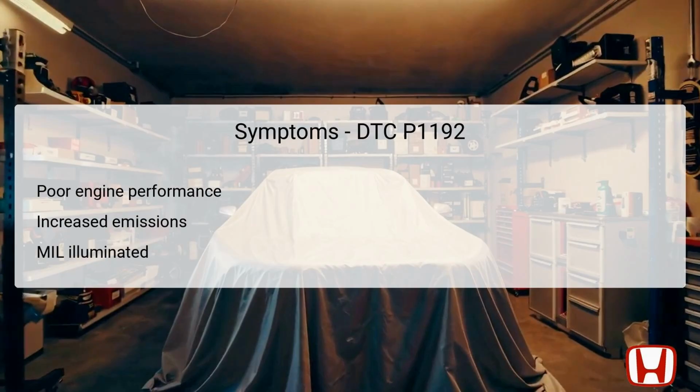Additionally, as the sensor fails to provide accurate data, increased emissions may occur, violating environmental standards. Another symptom often observed is the malfunction indicator lamp, MIL, illuminating on the dashboard, signaling a diagnostic trouble code is present. Drivers may notice these signs as the vehicle struggles to maintain efficient operation. Identifying these symptoms early is crucial to prompt diagnostics and repairs, preventing further complications.